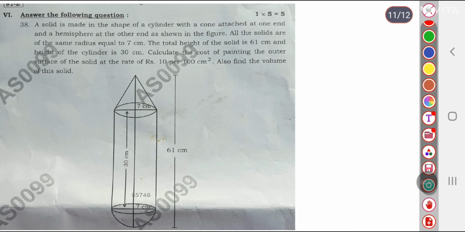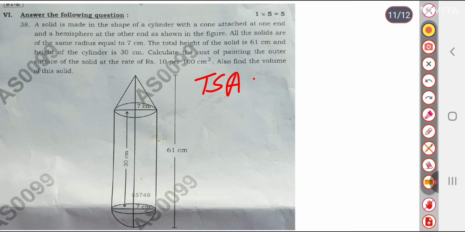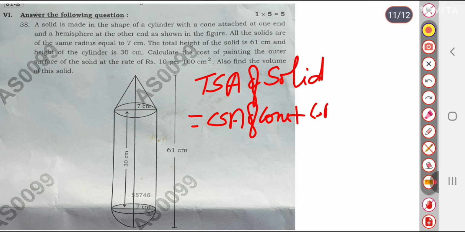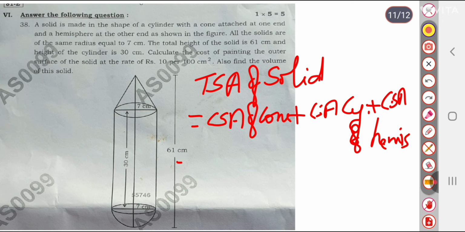So first we'll write the formula, that is TSA of solid is equals to CSA of cone plus CSA of cylinder plus CSA of hemisphere. So is equals to, what is the formula?